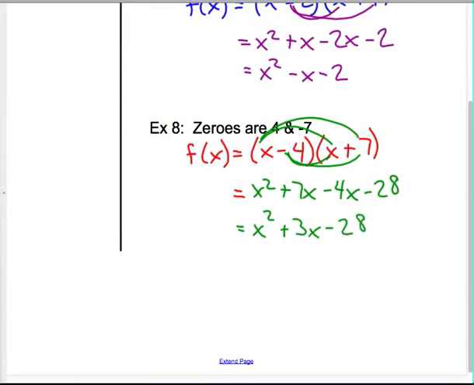And that is today's lesson, and that is it for factoring. Next week, we're going to take a look at some graphing.